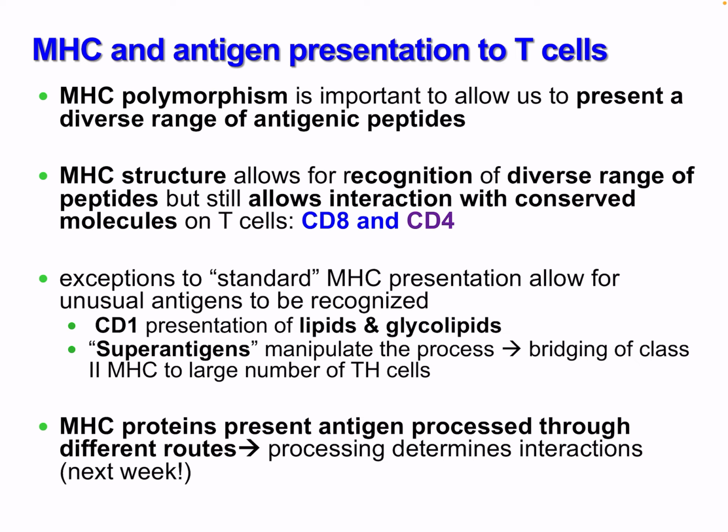So MHC polymorphism is important to allow us to present a diverse range of antigenic peptides. MHC structure allows for recognition of a diverse range of peptides, but still allows interaction with conserved molecules on T cells. These are CD8 and CD4. Exceptions to the standard MHC presentation allow for unusual antigens to be recognized. As we mentioned, there is CD1 presentation of lipids and glycolipids involved in certain bacteria. And we also have superantigens, which manipulate this process by bridging class 2 MHC to large numbers of Th helper cells.